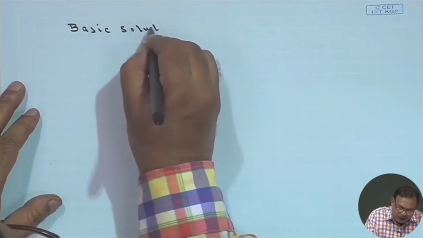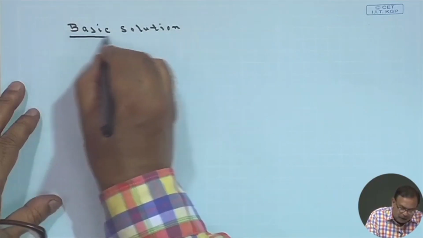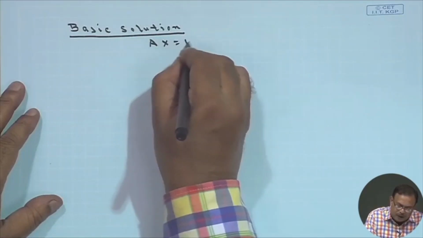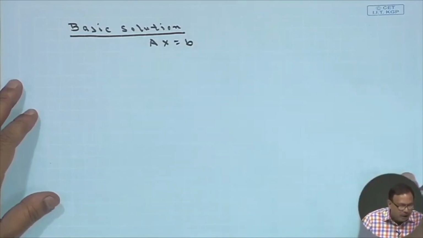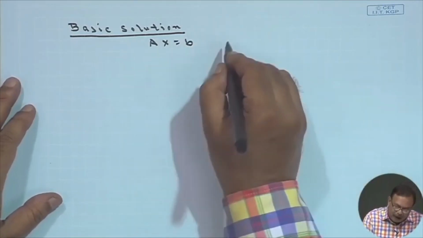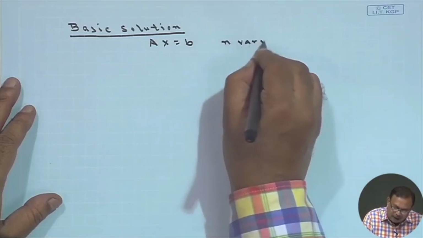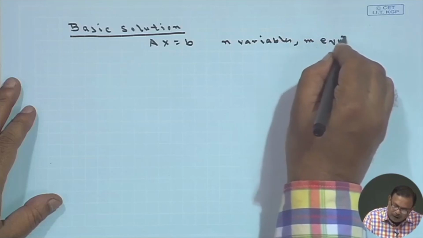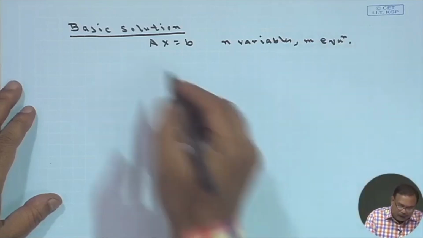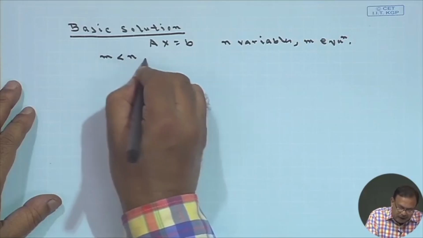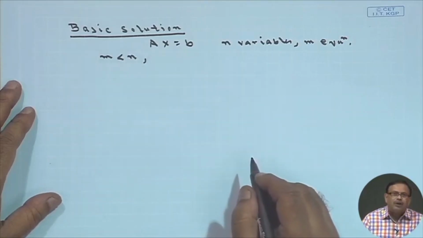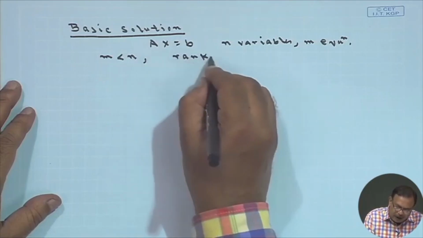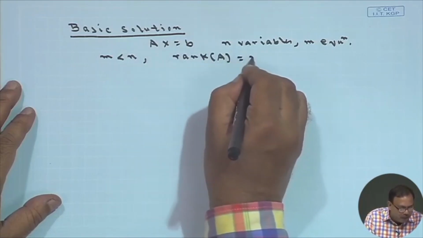Let us come to the basic solution of that system of equations. You have a system of equations Ax equals b with n variables, as I discussed earlier, and you have m equations. We are assuming that m is less than n, that is, the number of equations is less than the number of variables, and the rank of the matrix A is equal to m.